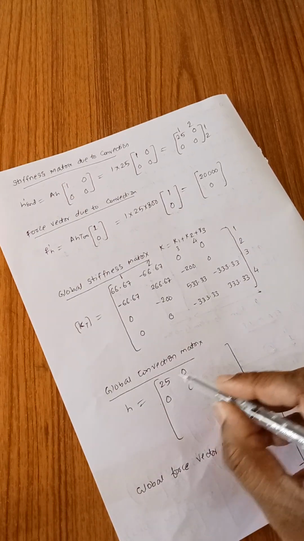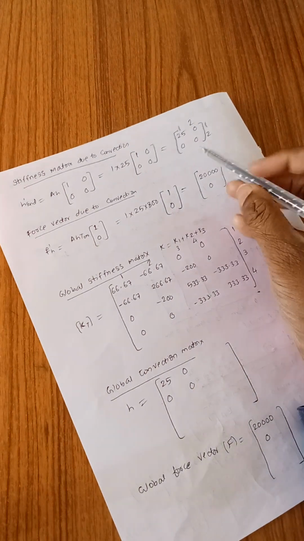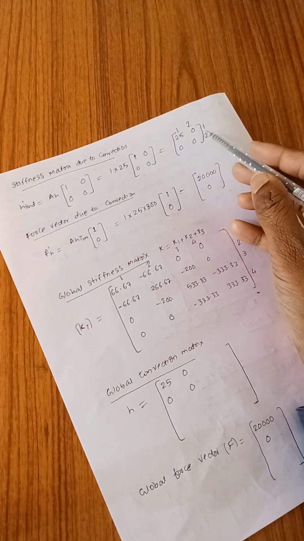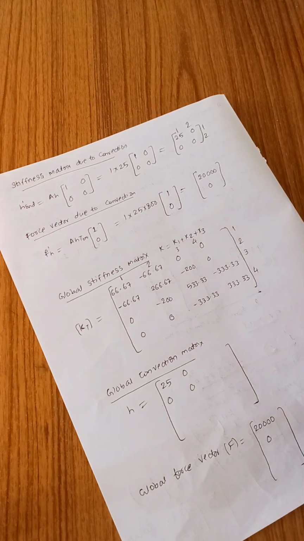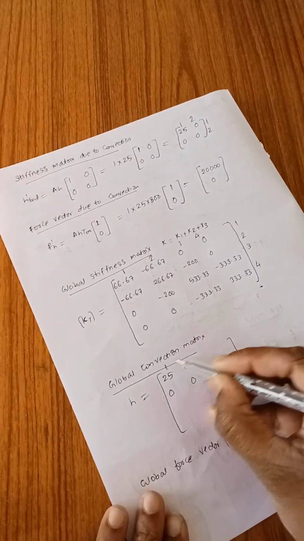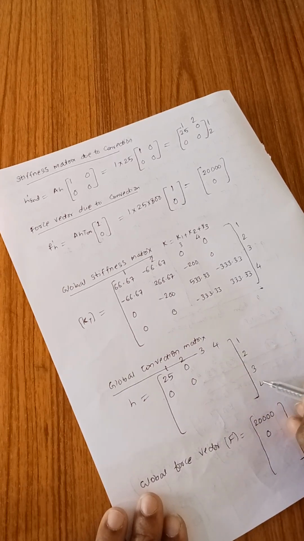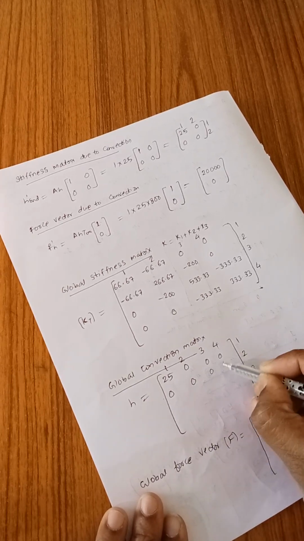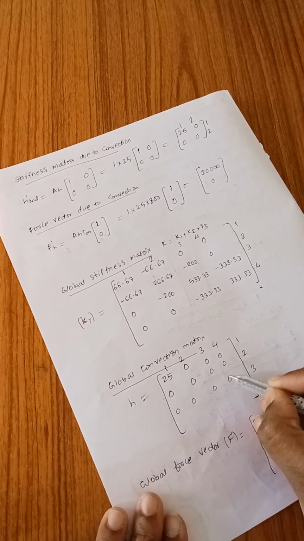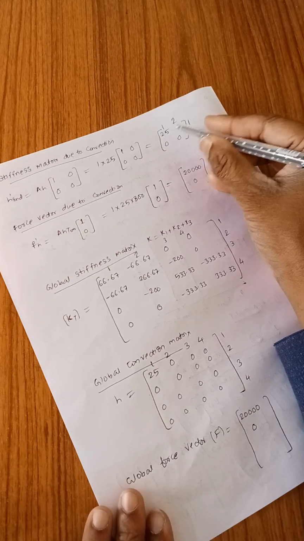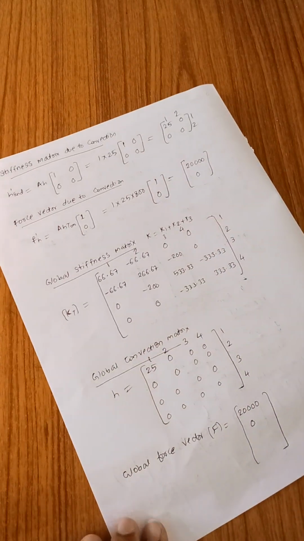Next is the global convection matrix. We have already got the convection matrix as 25 0 0 0, but as I told you, it is only for 2 nodes. Suppose you have to get it for the third and fourth node, this is only for 2 nodes. But what about the other nodes? For the other nodes, you can simply enter 0 0. You can just enter it like this, because we have got it only for the left-hand side, nodes 1 and 2, so it's going to be like this.